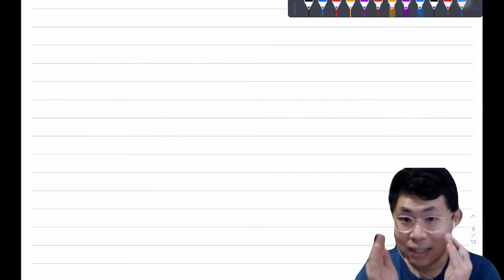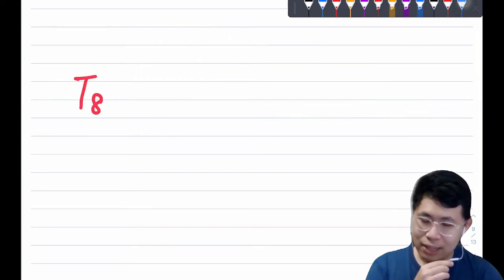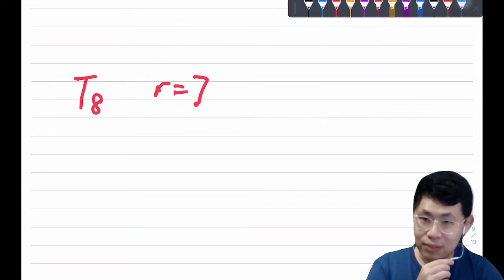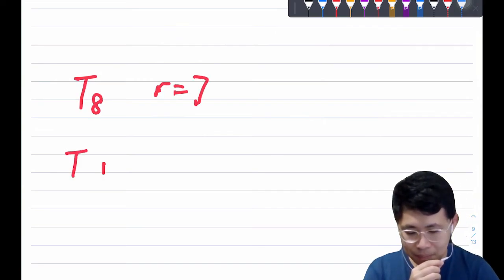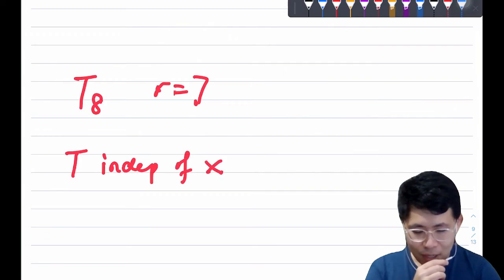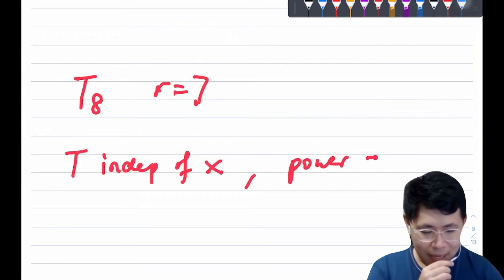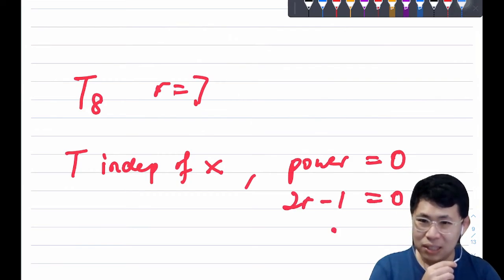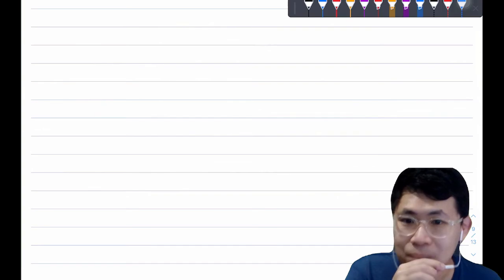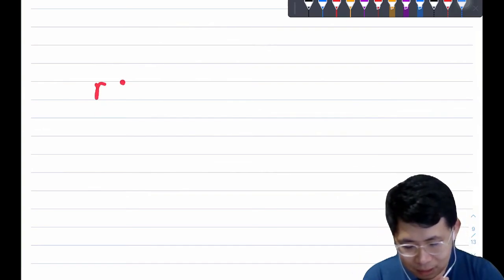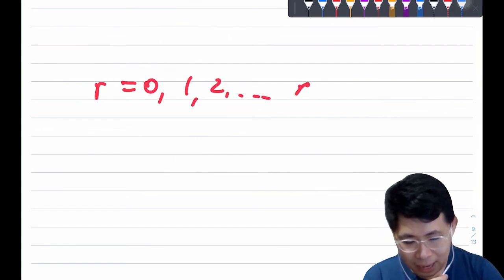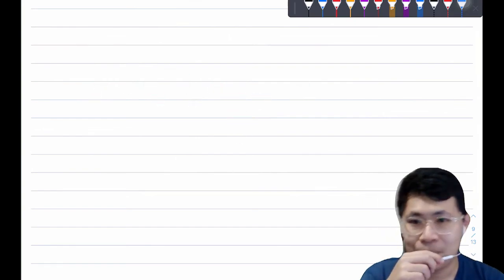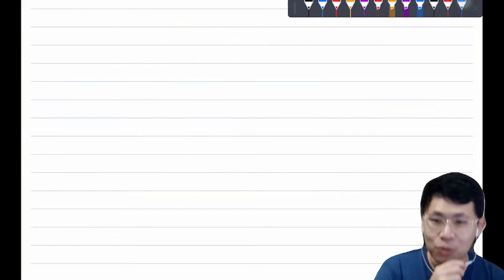The last skill we need is, instead of expanding the whole thing fully, to locate a certain term. Sometimes we need to look for T8, and then r equals 7. Sometimes we have to look for the term independent of x, so once you gather all the powers, you set them equal to 0. For example, 2r minus 1 equals 0, and then r equals some number. By the way, r will be 0, 1, 2, all the way to n, and r is a whole number. The moment you feel that r is not a whole number, something is wrong, and you need to double check.